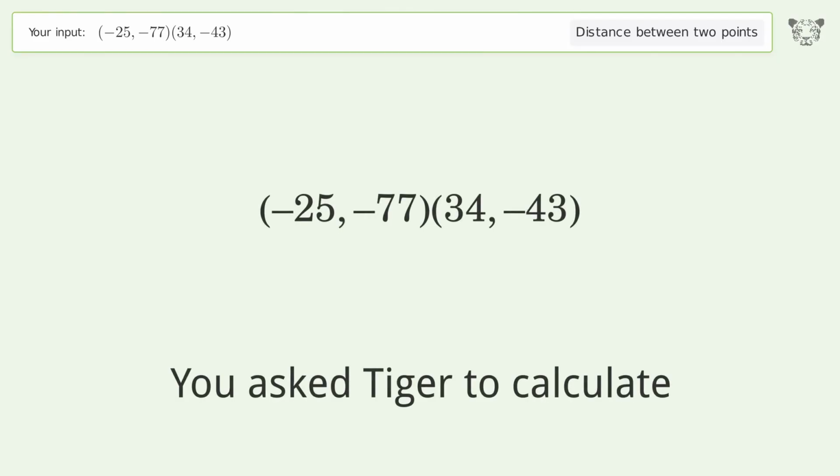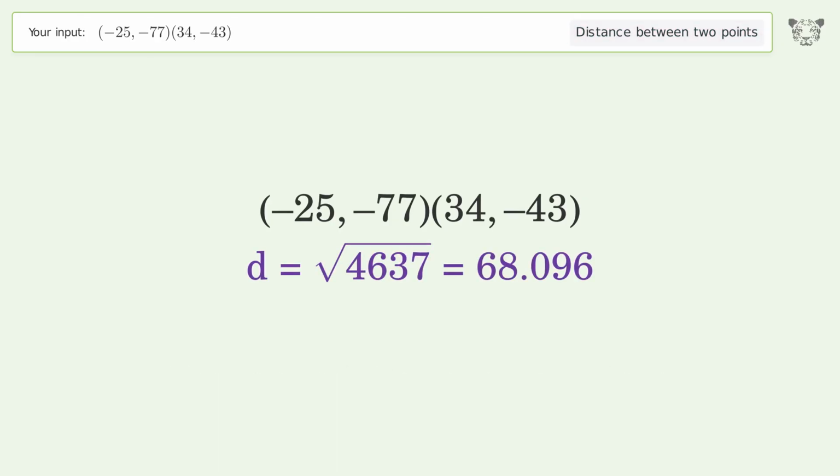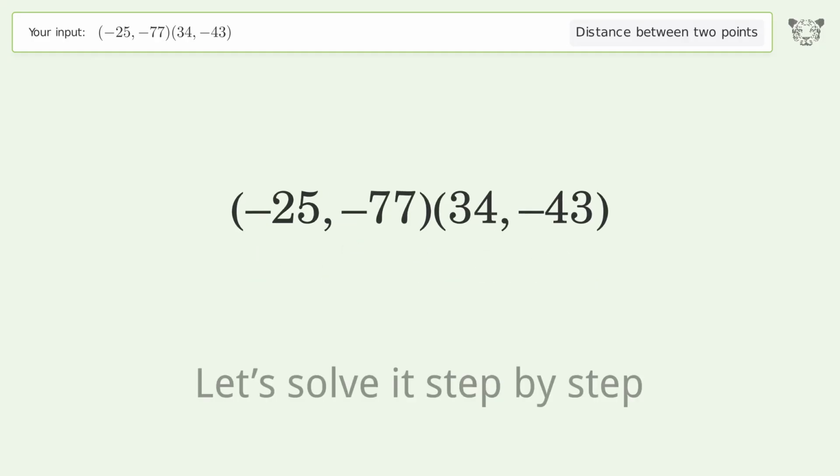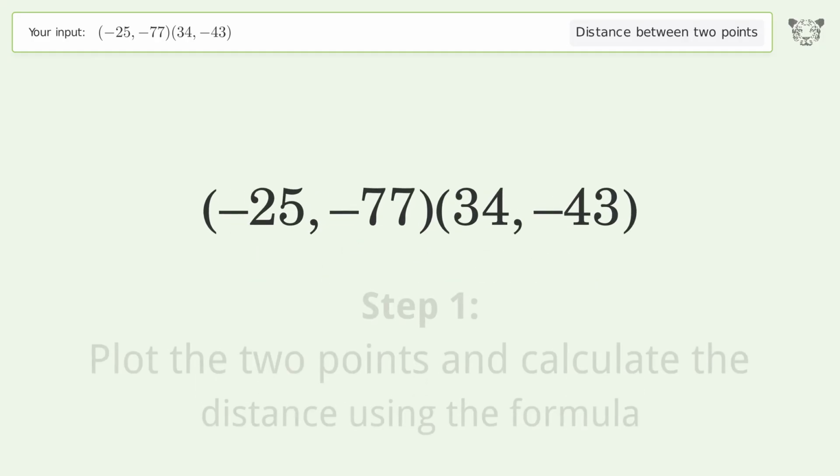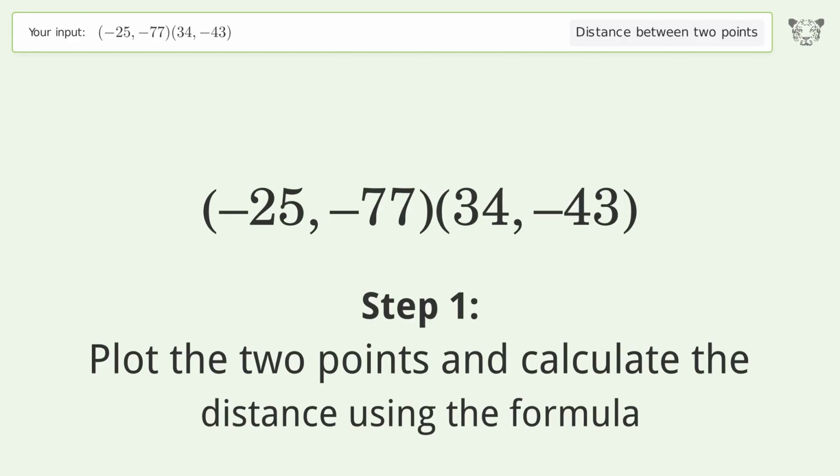You ask Tiger to calculate. This deals with the distance between 2 points. The distance between the 2 points is the square root of 4,637, or 68.096. Let's solve it step by step. Plot the 2 points and calculate the distance using the formula.